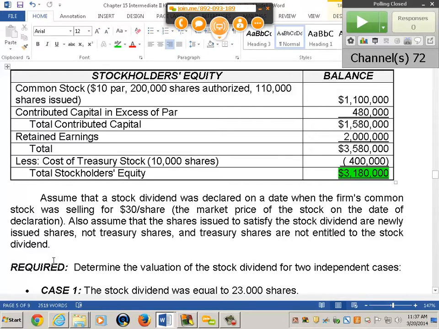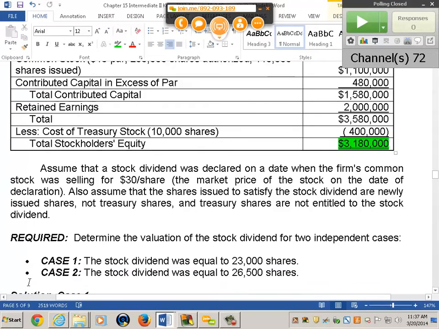We're going to assume that we use newly issued shares, not to get involved with treasury stock, and we also assume the treasury cannot get stock dividends. Some states allow treasury to get stock dividends. Treasury does not get cash dividends under any circumstances, but they could get stock dividends. Now, two independent cases, and this is, I think, relatively easy.